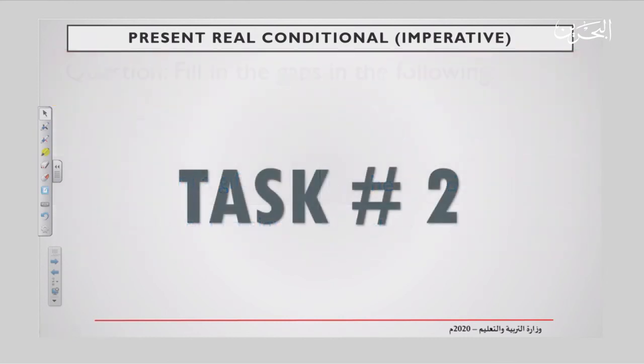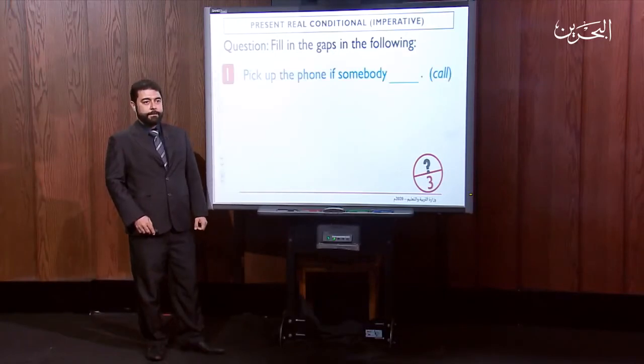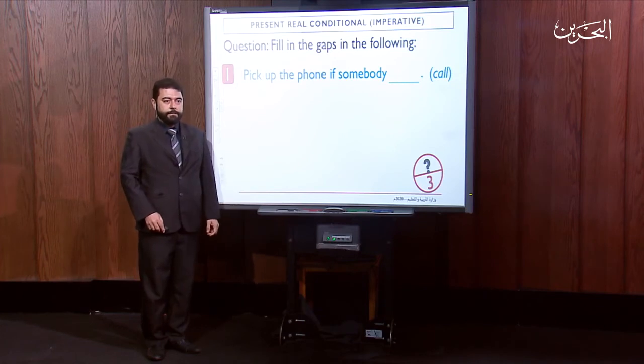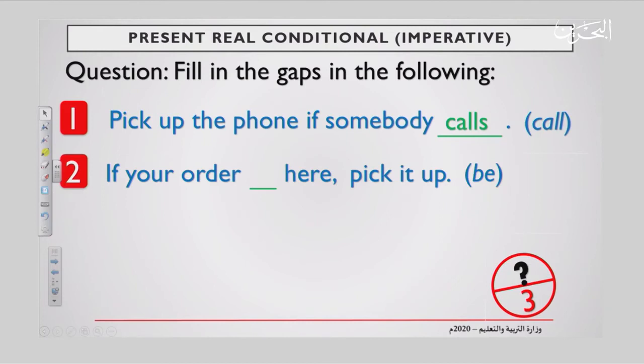Let's have a quick task. Fill in the gaps in the following, and you have a mark of 3. Number 1, pick up the phone if somebody call. So what is the answer? All right, let's take a look. If somebody calls, present simple. If you order, gap here, pick it up, and B. The answer is: if your order is here, pick it up.